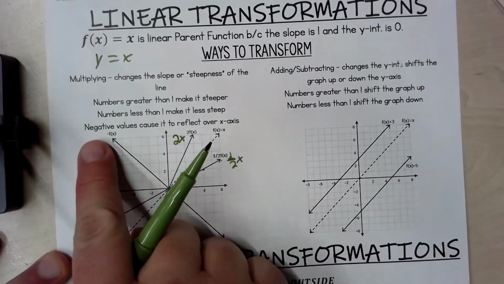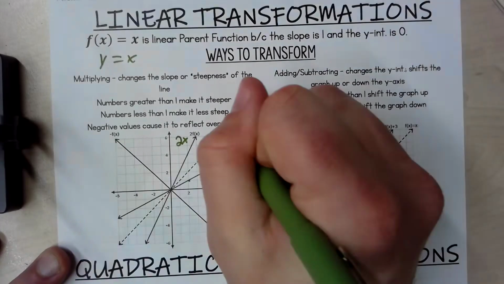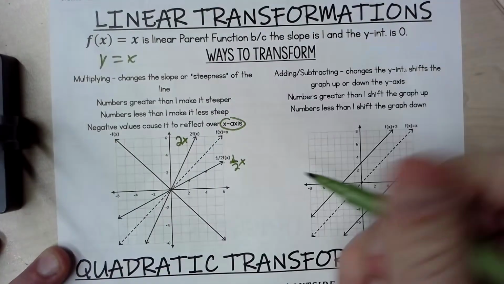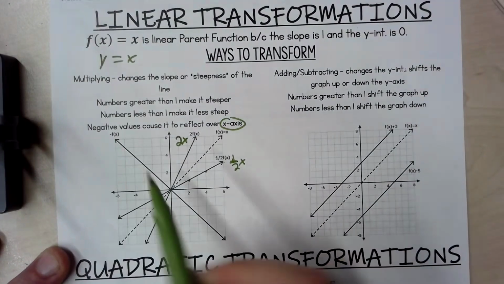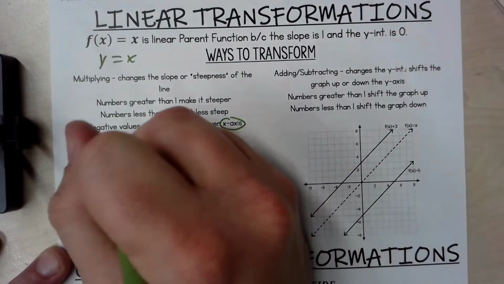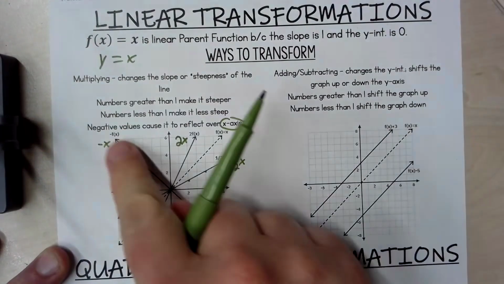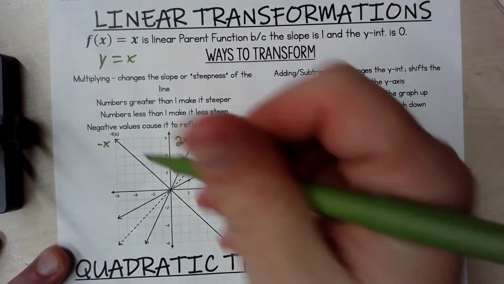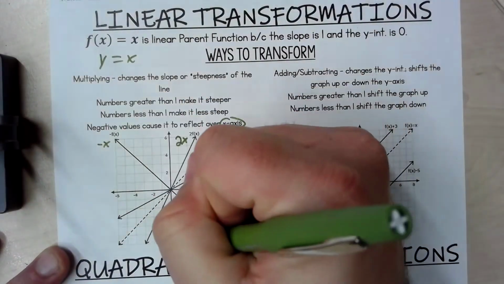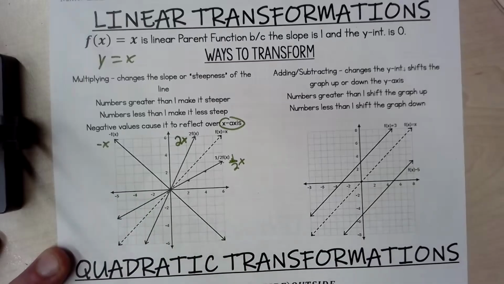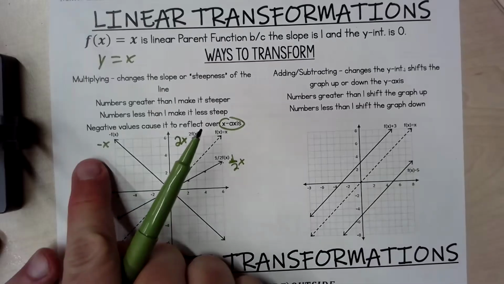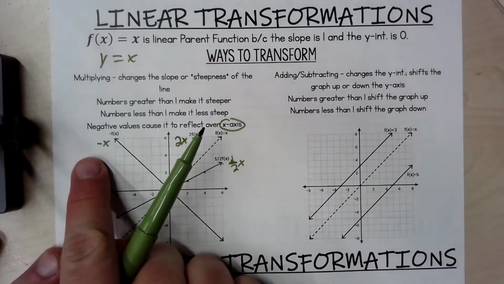And a negative causes it to reflect over the x-axis. So instead of having a positive slope, now it's got a negative slope. Negative f of x just means negative x, so it's going down. It could be negative 2x, then it would be steep and negative, or negative 1 half, then it'd be flatter and negative. But the negative just flips it over the x-axis.